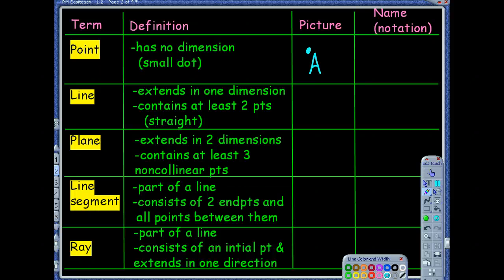So when you name a point, you can call that point A, or sometimes you just say A. And notice it's capital A. That's important. It's not a lowercase. Points are always named with capital letters.